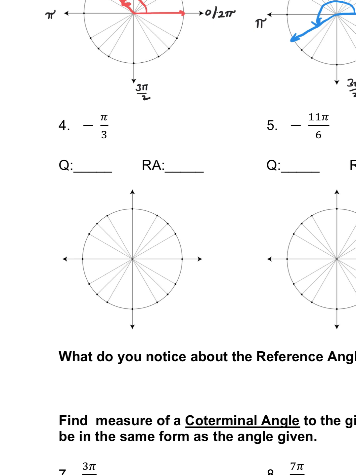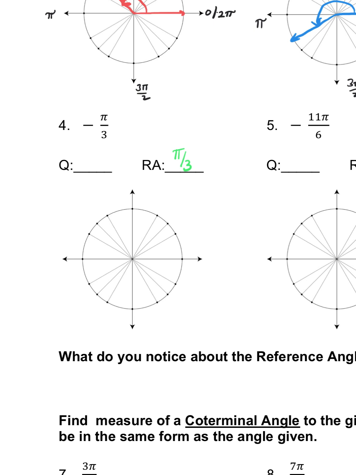Now the reference angle for this one, we can't have a negative one, so this reference angle is actually pi over 3. Remember that it's always going to be that simple small angle. If I go clockwise, this actually winds up in quadrant 4. And then we're just going to graph it.